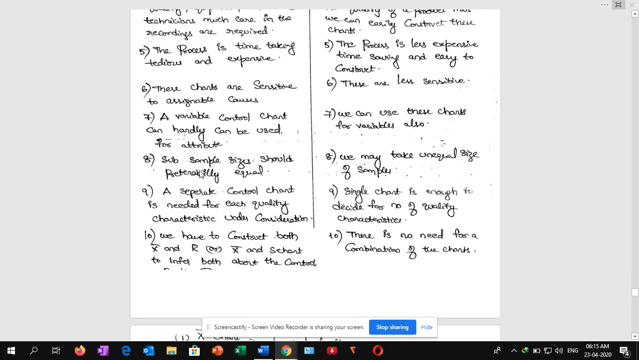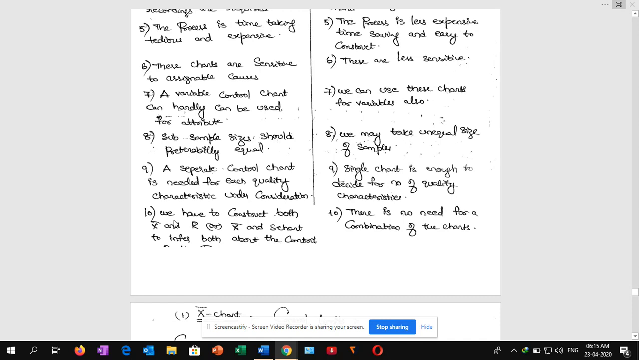Next point is that subsample sizes should preferably be equal. In variables, the sample sizes must be equal, but in attributes we can also take unequal sample sizes. Next point is that a separate control chart is needed for each quality characteristic in control charts for variables. In attributes, a single chart is enough to decide the quality characteristics.